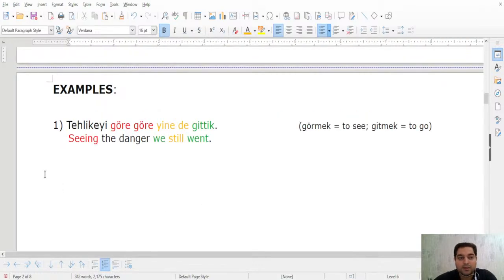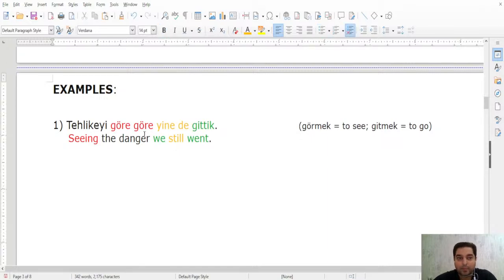The first example I have is "tehlikeyi göre göre yine de gittik." Now here you see tehlike is danger. Tehlikeyi, this e is the accusative case, and you also add the fusion letter y in between, right? Tehlikeyi göre göre yine de gittik. Seeing the danger, we still went. Okay. Or it also means what? It also means despite seeing the danger. Okay. Despite seeing the danger, we still went.